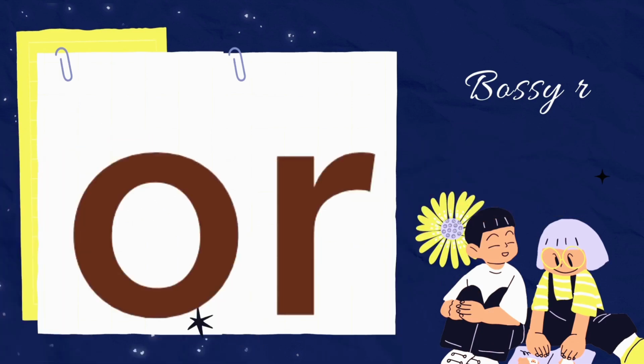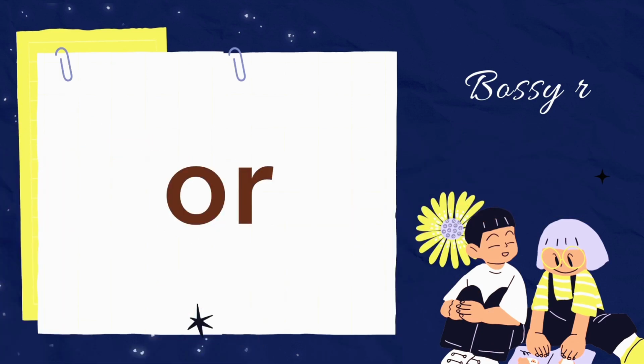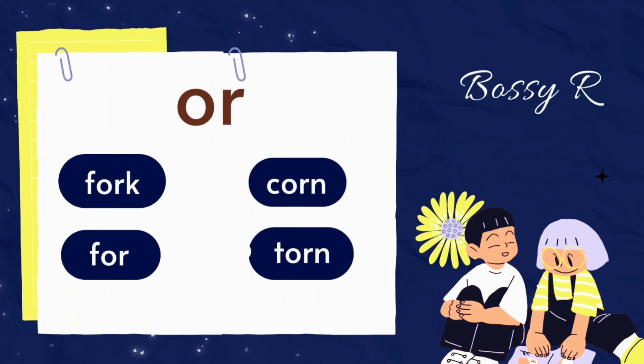Similarly, whenever vowel O is followed by letter R in a word, it starts saying a sound called or, which is neither the short sound of letter O nor the long sound. It is an entirely different sound, such as in words fork, corn, for, torn.